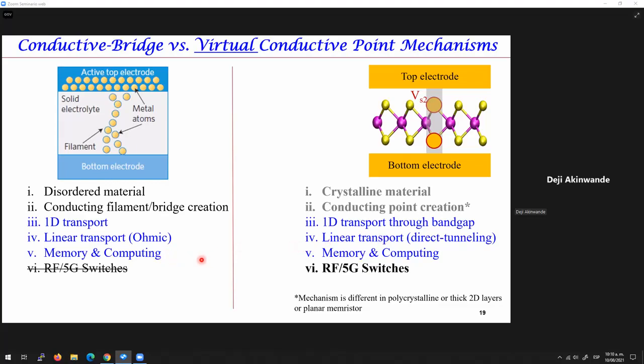Both can be used for memory and computing. However, the conductive bridge is not suitable for radio frequency or 5G switches, while the two-dimensional conductive point mechanism is very suitable because it can afford the very low resistance needed for those applications.